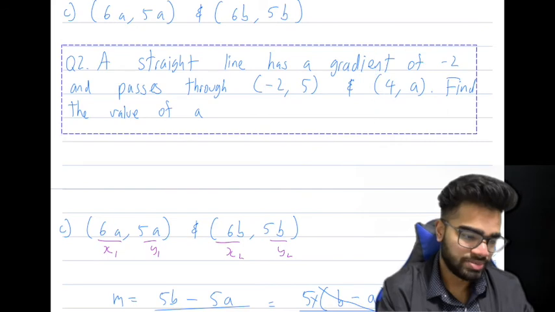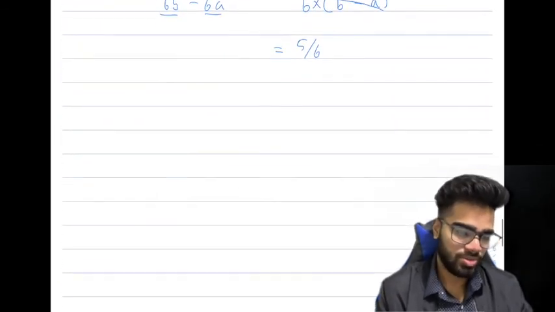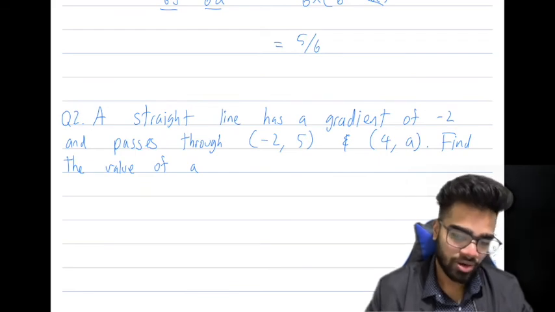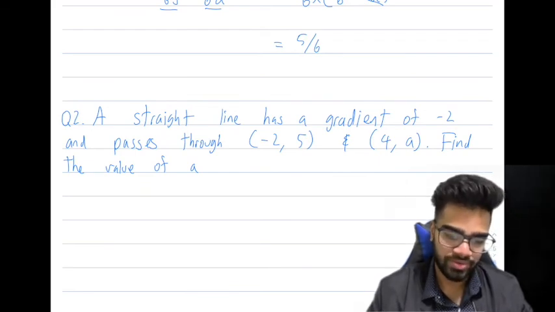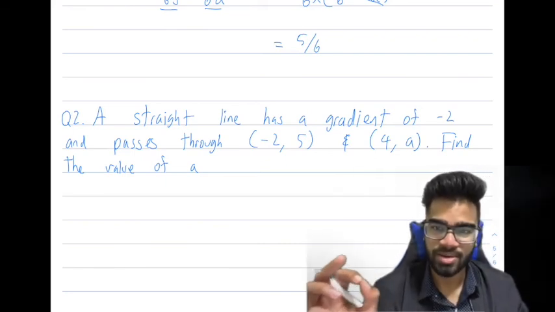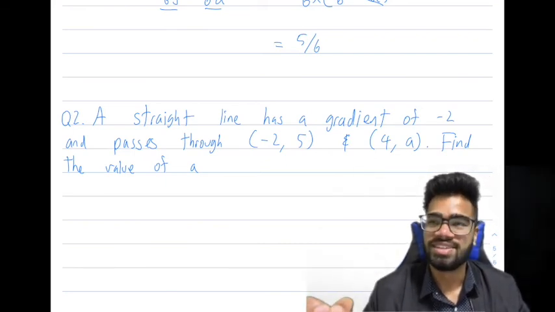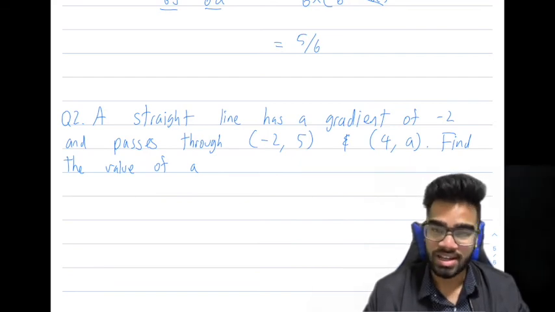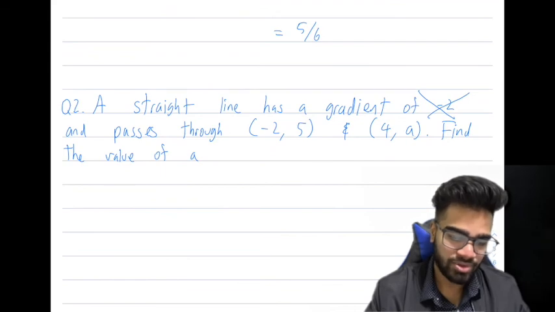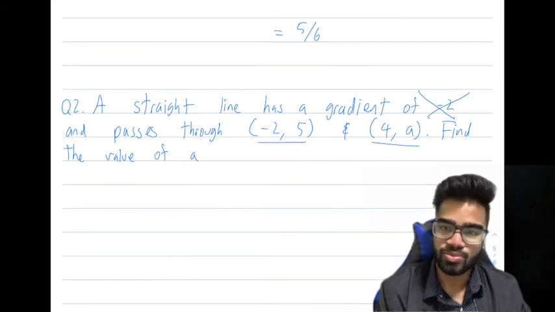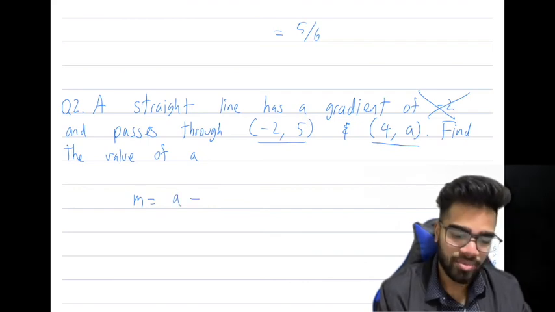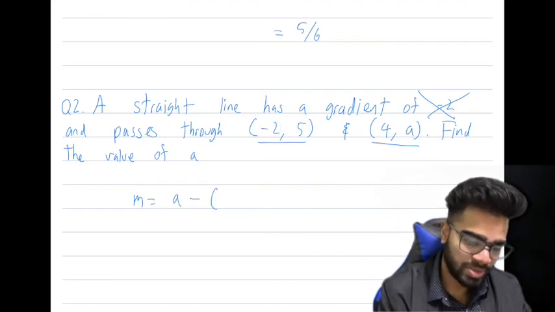So last question for this lesson is this. A straight line has a gradient of -2 and passes through (-2, 5) and (4, a). All right, so it's similar to how we did the distance and midpoint questions last lesson. So I'll show you how to do this, okay? First, ignore this -2 and just find the gradient between these two points. Gradient m is equal to y2, which is a, minus y1, which is 5.